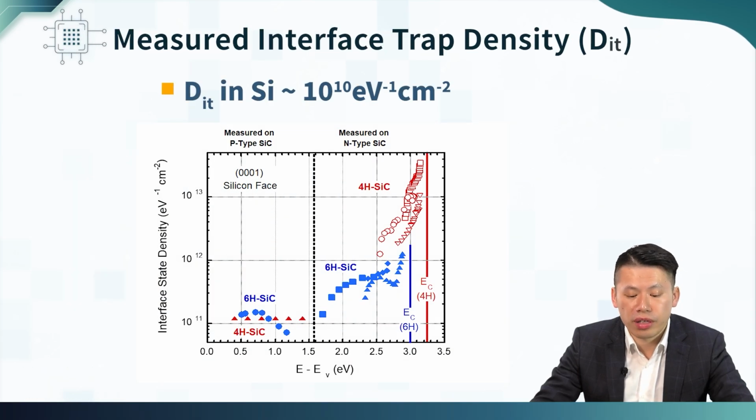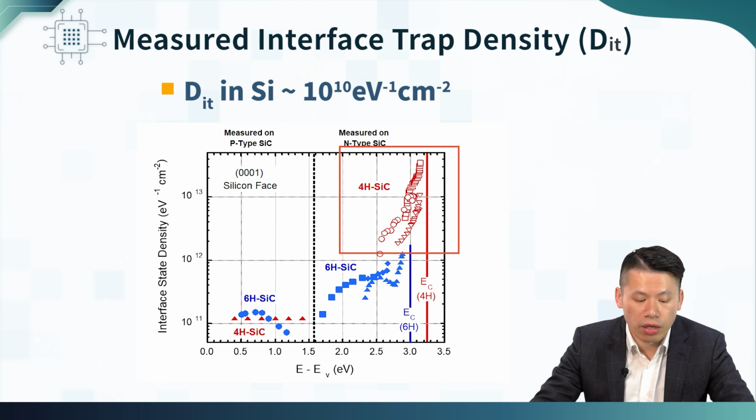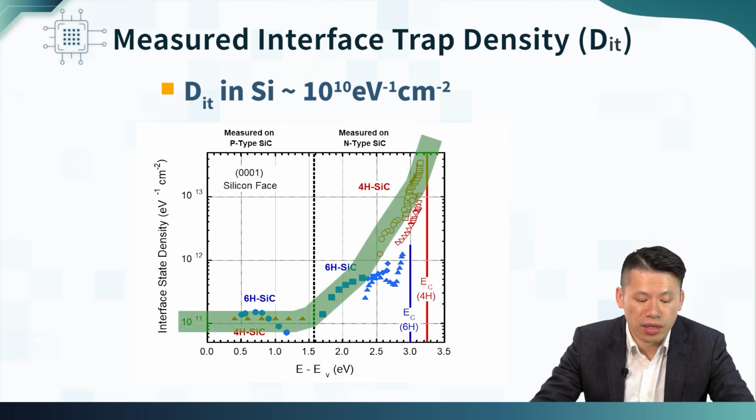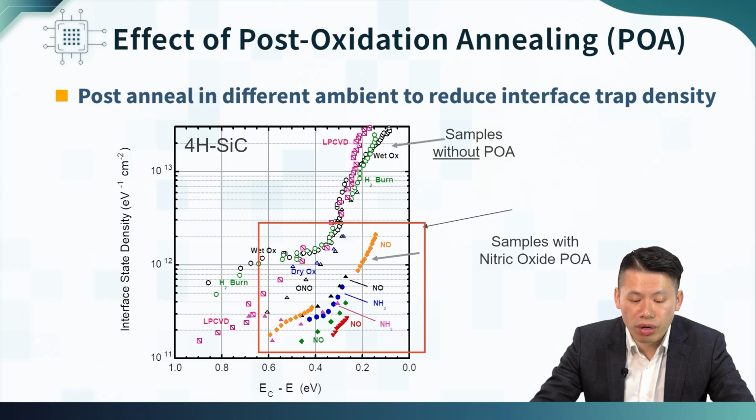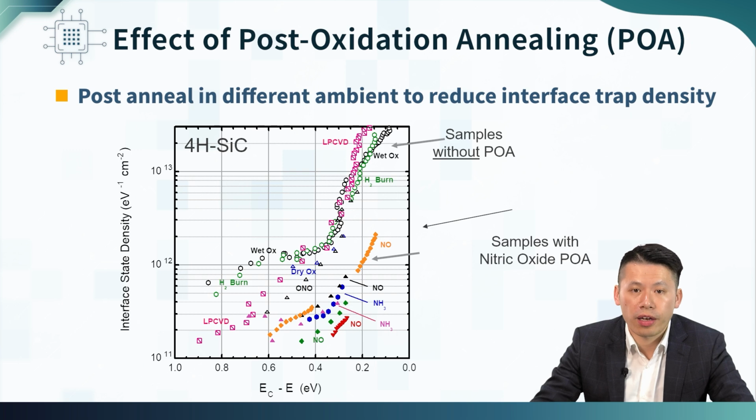And usually the Dit can be in the range of up to more than 10^13, as shown here. For comparison, in the case of silicon, it's only in the range of 10^10. The most typical way to reduce the Dit is to do the post-oxidation annealing. So you can see this is the data without the POA. But with the POA, the Dit can be effectively reduced. However, the value is still in the range of 10^12. And therefore, more advanced processes are still needed to further reduce the interface state density.